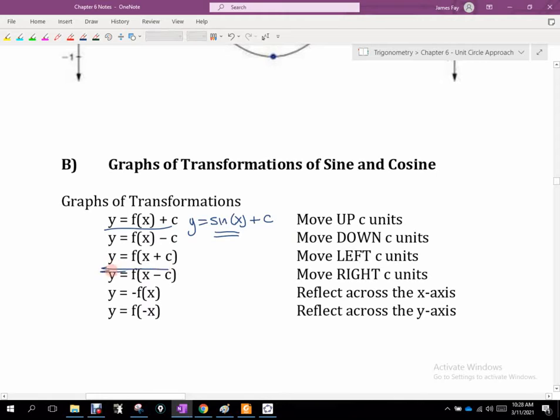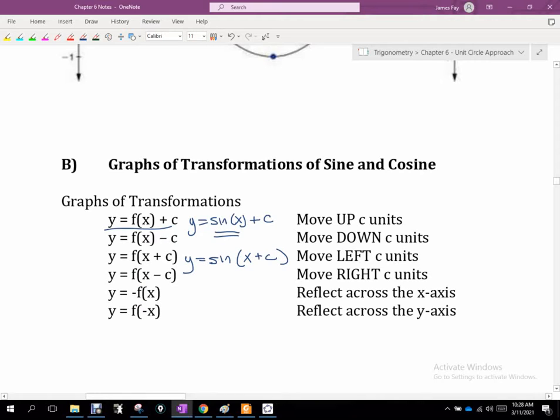Let's say the parent function was x squared. This function being written as f of x plus c means we're taking x plus 3, or x plus c, whatever c could be. Does that make sense? What did this do to x squared? Moved it left 3. So when I want to move the sine function left, it's going to look something like this. That plus c becomes part of the argument.